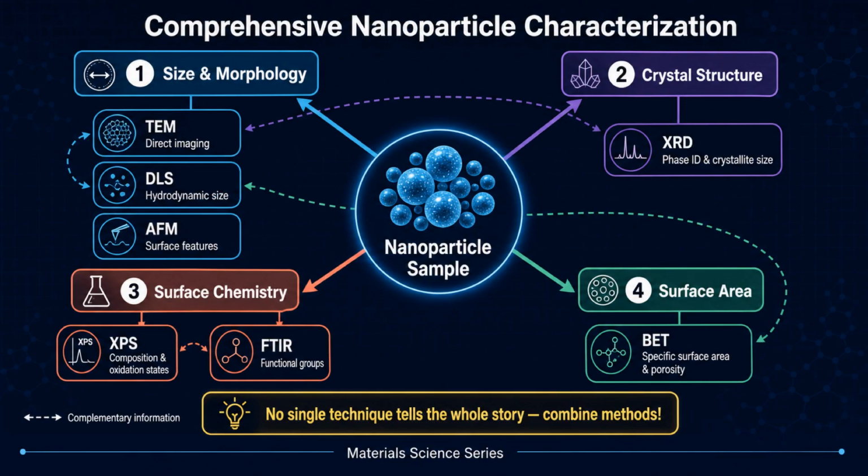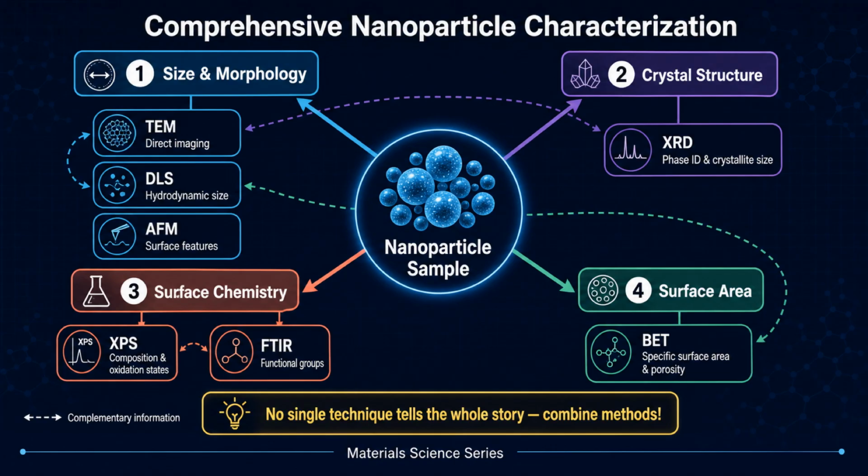Comprehensive nanomaterial characterization requires combining multiple techniques because no single method provides complete information. For size and morphology, use TEM for direct imaging and accurate size distributions, DLS for rapid screening and detecting aggregation in suspension, and AFM for height measurements on substrates.